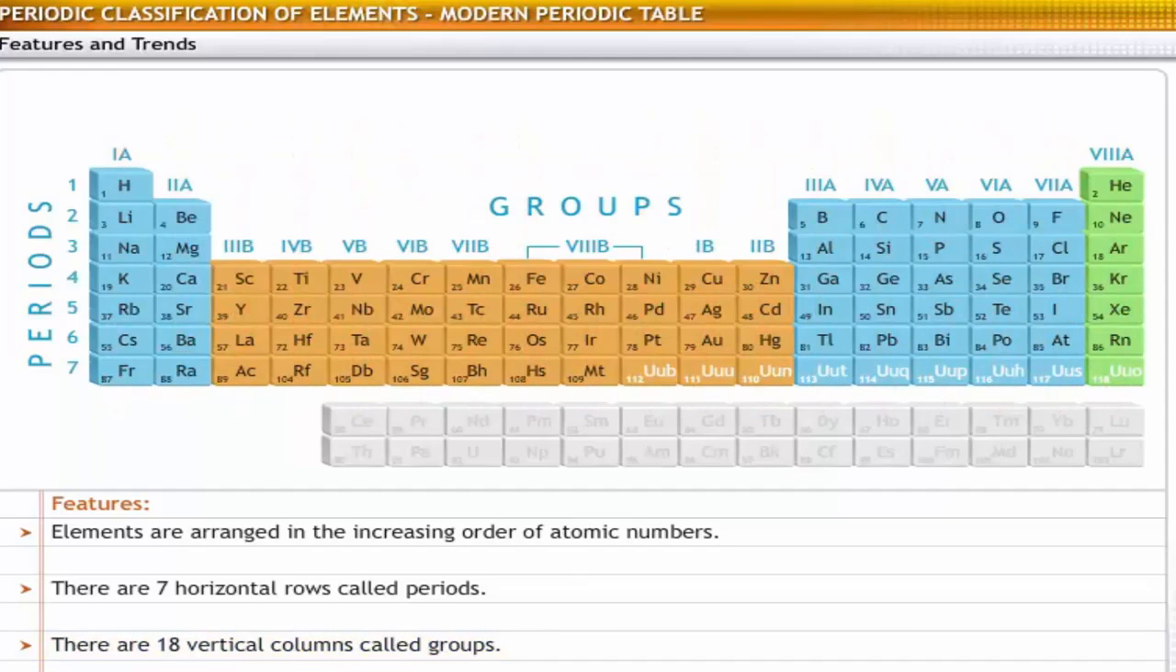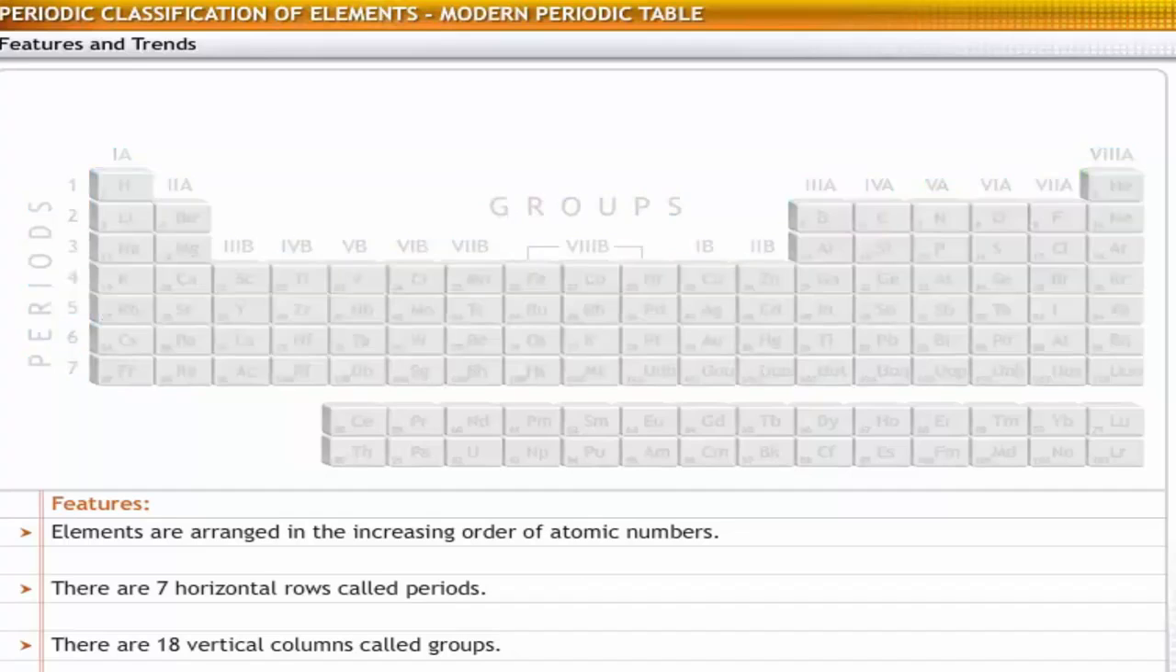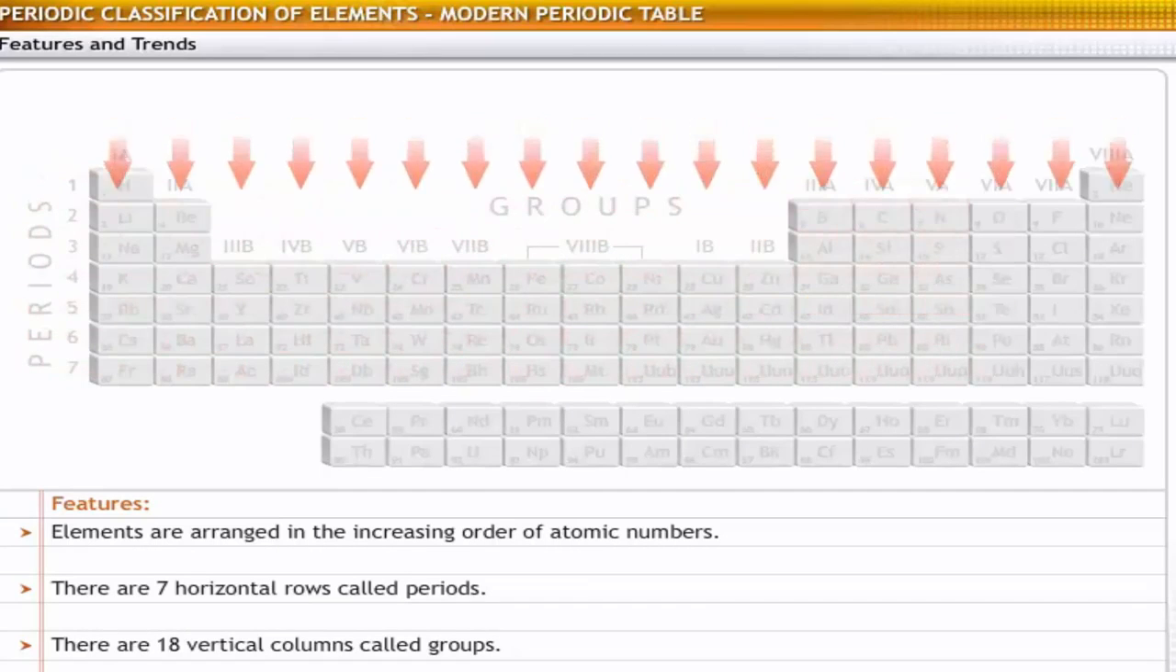You can locate an element in the periodic table by referring to the relevant period and group. For example, sodium belongs to the first group and the third period. You can observe trends in the properties of elements as you analyze them across periods and down groups.